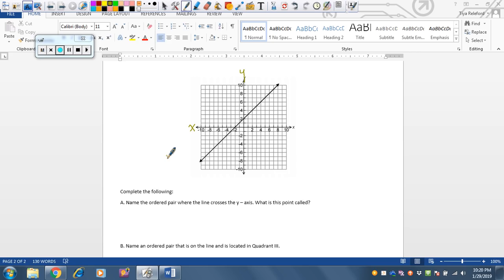And then I want you to go ahead and label your quadrants. This is quadrant 1. And we do it backwards. I don't know why. So this is quadrant 2. Quadrant 3. You need to use the Roman numerals, not regular numbers. And quadrant 4.